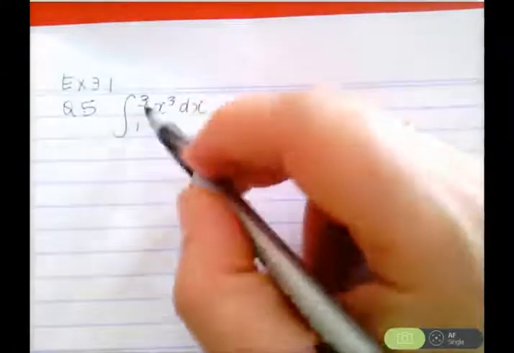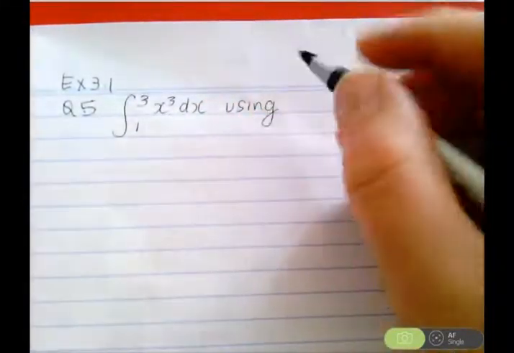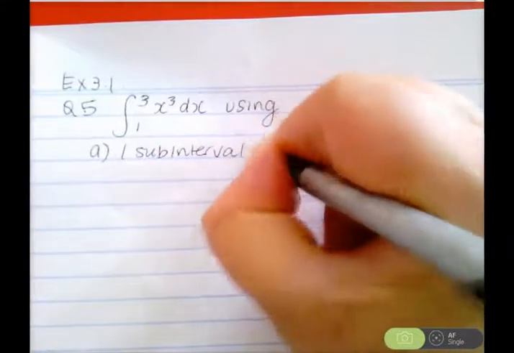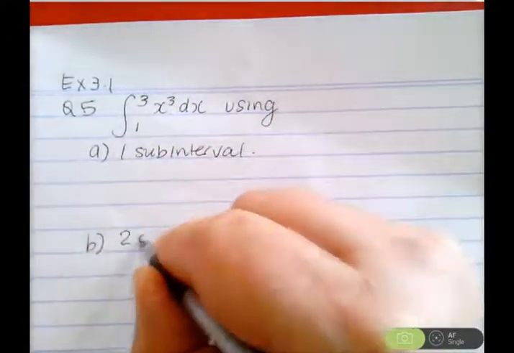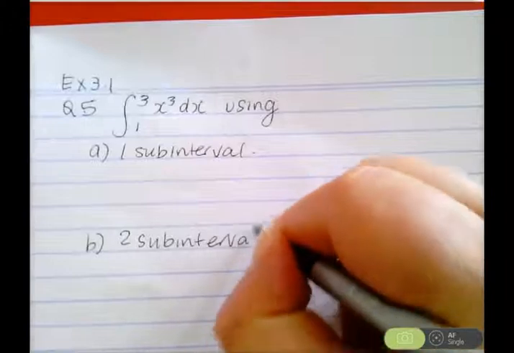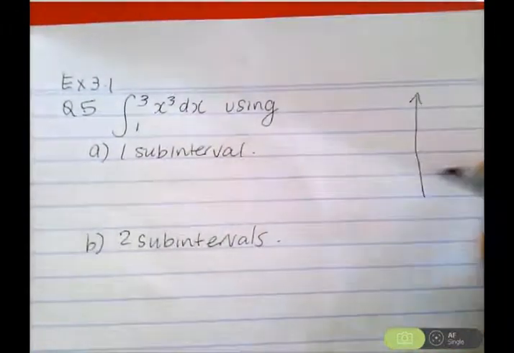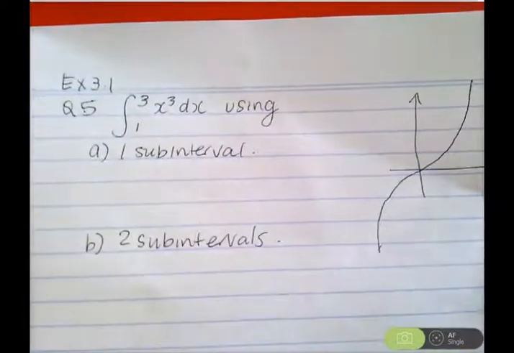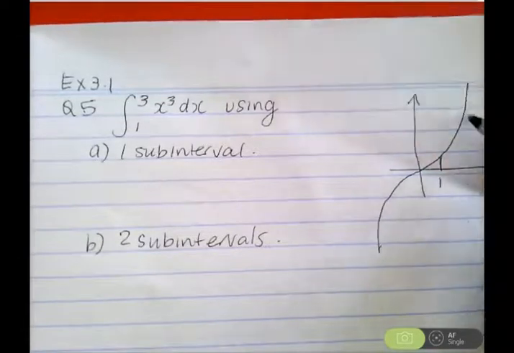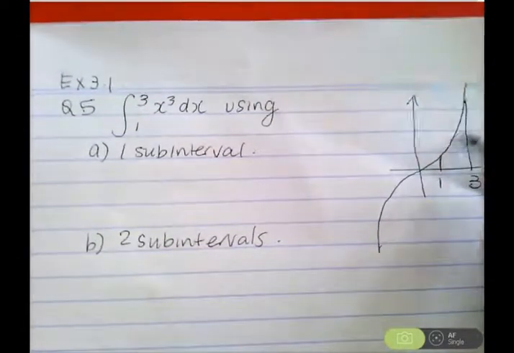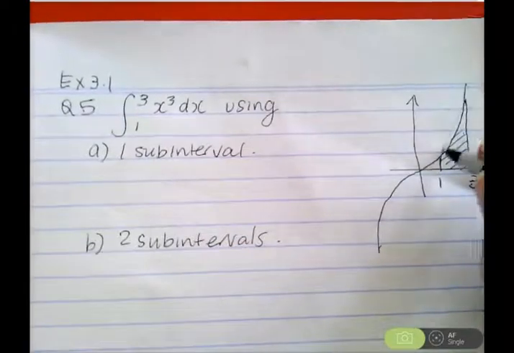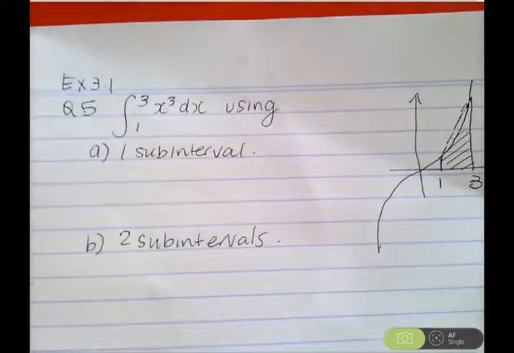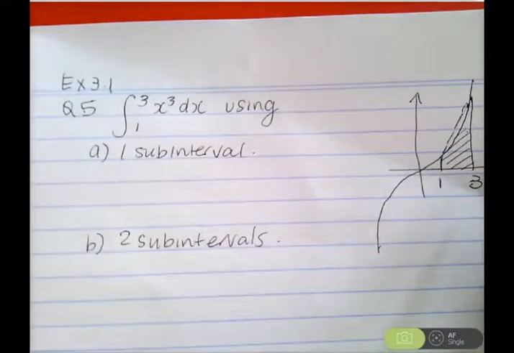Exercise 3.1, question 5. So find the integral from 3 to 1 of x cubed dx using A, 1 subinterval. I'm going to do a quick sketch, and B, 2 subintervals. Now, if you ask for 1 subinterval, you just use the formula on your sheet. Now, y equals x cubed, doesn't that look like this? And they're asking from the value of 1 and 3. And it's an approximation for the area under the curve. You know, if I actually draw that trapezium, it's going to be an overestimation. You know that? Because look at my trapezia, it's sitting above.